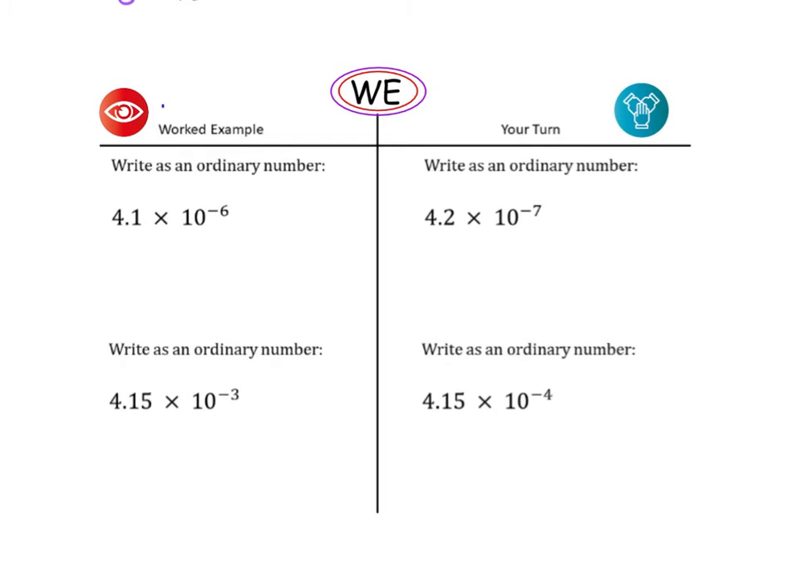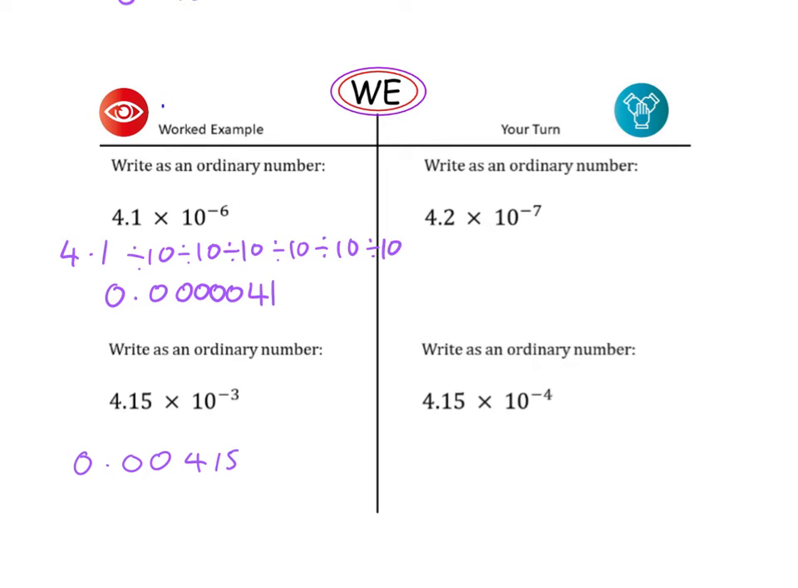So let's reverse the process again. So we're going to divide 4.1 by 10 6 times. Lots of tens. So that's going to end up at 0.0000041. Okay. So 0.00415. There is a shortcut that you can spot if you count the number of zeros and link it to the indice. So again, if you want to pause the video, you can do and have a go.